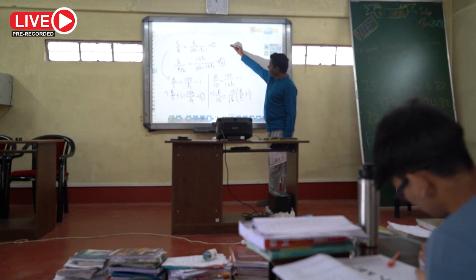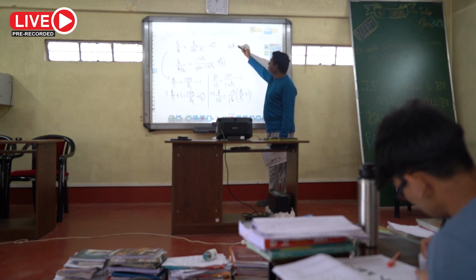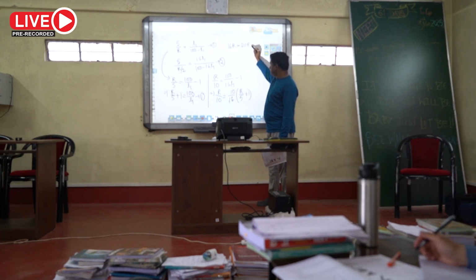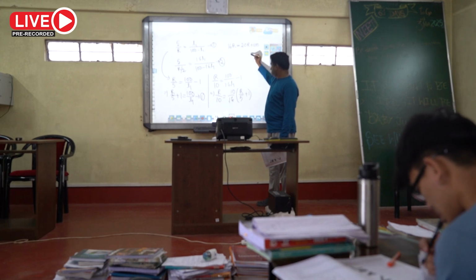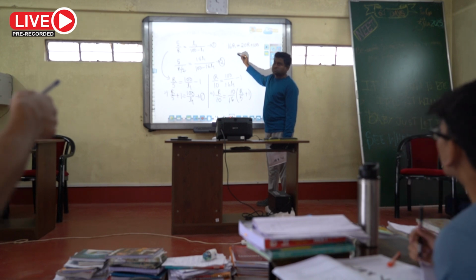So it will be 16R equal to 100 into R by 5. 100 into R by 5 is 100 by 5, that is 20R plus 100. Minus that. Minus what? That minus one.